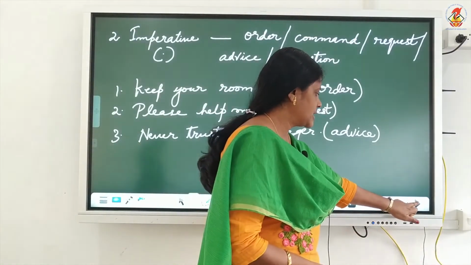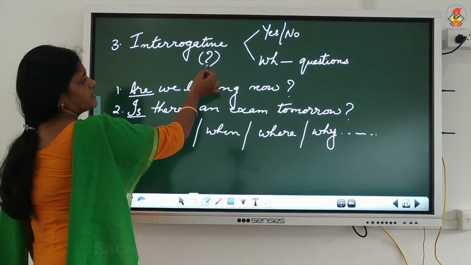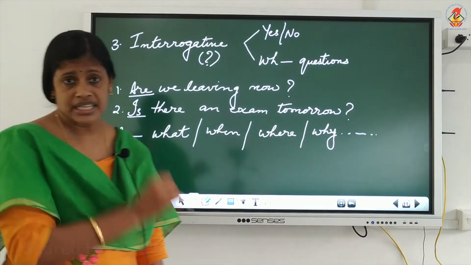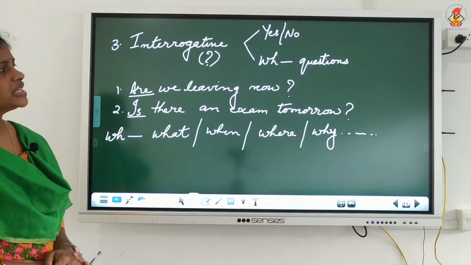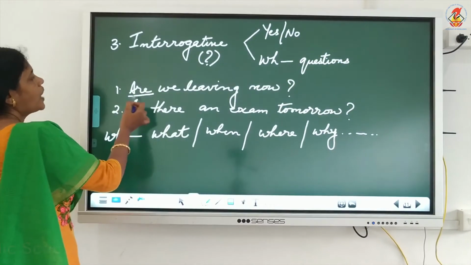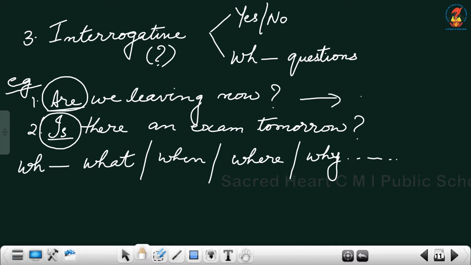The next type is the interrogative sentence. How does an interrogative sentence end? It ends with a question mark. Interrogative means questioning sentences. There are 2 types. The first one is yes or no type and the second one is WH questions. Are we going now? Is there an exam tomorrow? These 2 examples both require an answer, yes or no. These start with helping verbs. You expect an answer as yes or no. Such questions start with a helping verb.